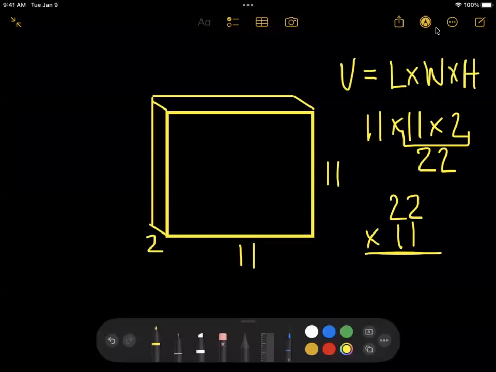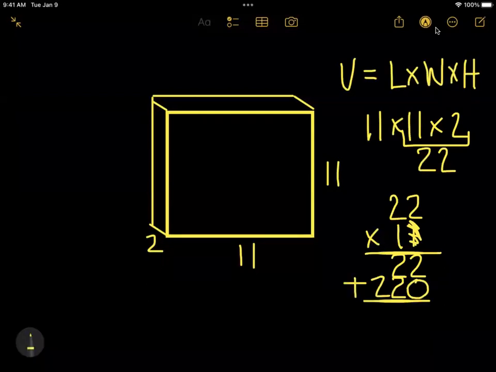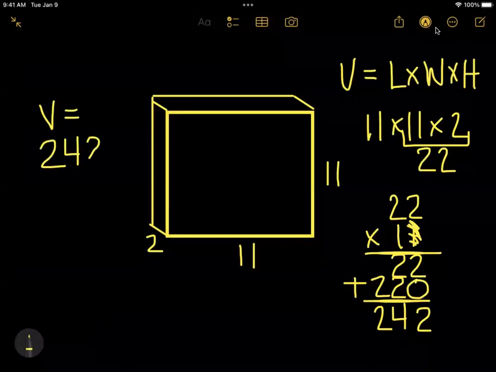2 times 1 is 2. 2 times 1 is 2 again. So I'm done multiplying by that 2. Need to add a 0. 2 times 1 is 2. 2 times 1 is 2 again. And now I need to add these together. So I have 2 here, 4 here, and 2 here. So the volume of this shape is equal to 242 units cubed or cubic units.